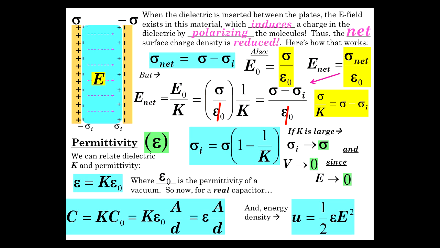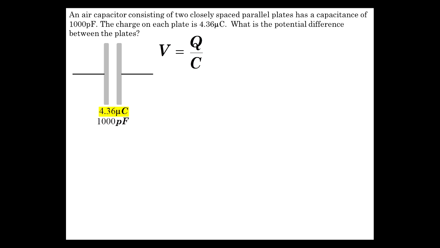Okay, hopefully that gave you some insight into dielectrics. Let's do an example where we mess with some of the features of a capacitor. Here we have an air capacitor, two parallel plates, 1,000 picofarad, that's 10 to the negative 12. Here's a pico. Charge on each plate, 4.36 microcoulombs. Remember, you don't add the charge on each plate. If you put charge on one plate, it automatically removes it from the other. They're equal and opposite. You only count it once. What's the potential difference? Well, V is equal to Q over C. That's really simple.